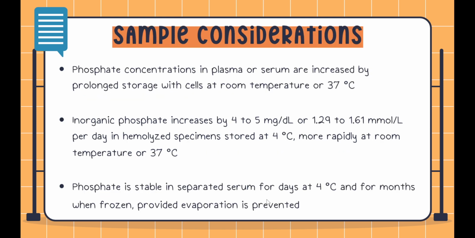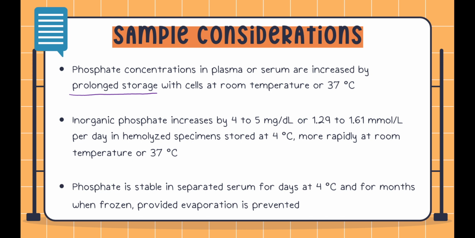So, other specimen or sample considerations for phosphate. Phosphate concentrations in plasma or serum are increased by prolonged storage with cells at room temperature of 37 degrees Celsius. So, again, as what I have emphasized a while ago, it would always be best to process your samples immediately rather than letting it stay lang, nakastay put lang dyan for a longer period of time.